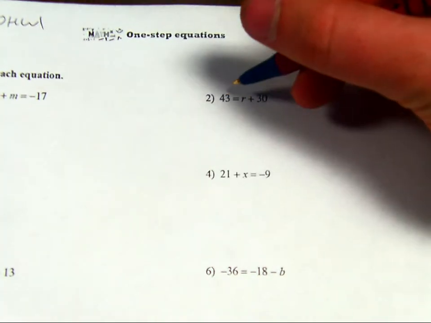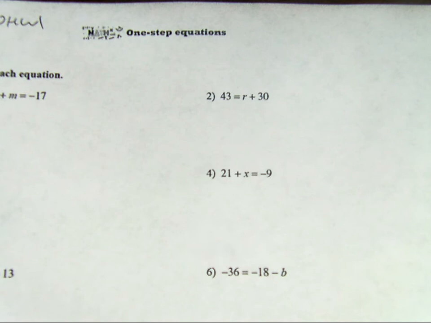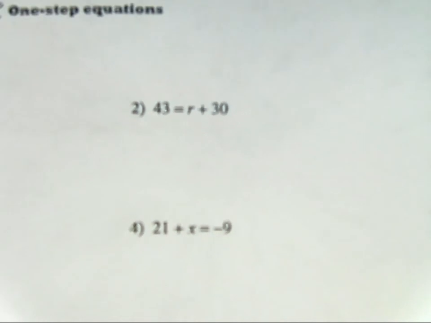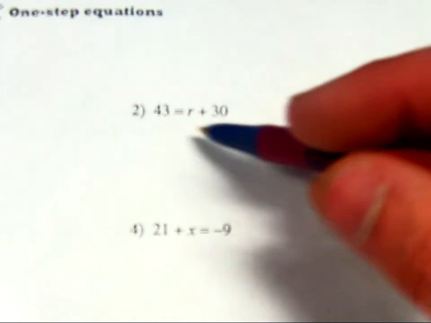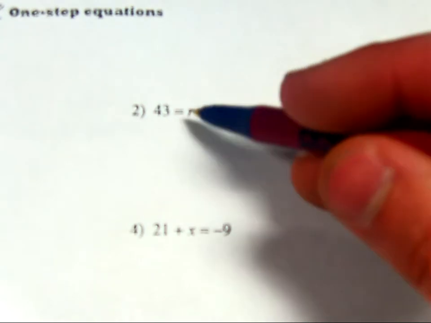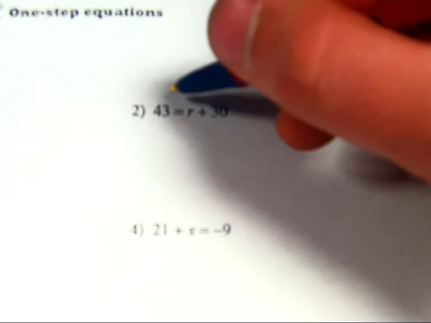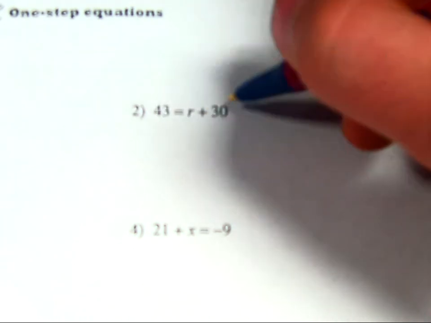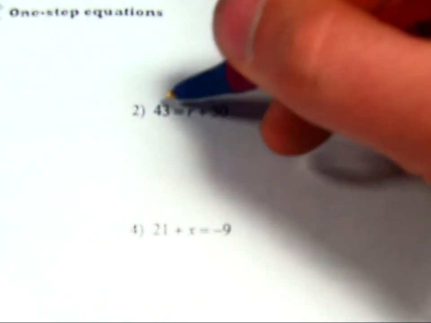We have 43 equals r plus 30. I can zoom in a little bit just to show it. 43 equals r plus 30. Now, how do we do this? When we have this problem, we want to solve for r, get r all alone, get the variable alone. In order to do that, we have to move some stuff around a little bit. Remember, an equation means that both sides are equal to each other. So r plus 30 equals 43.